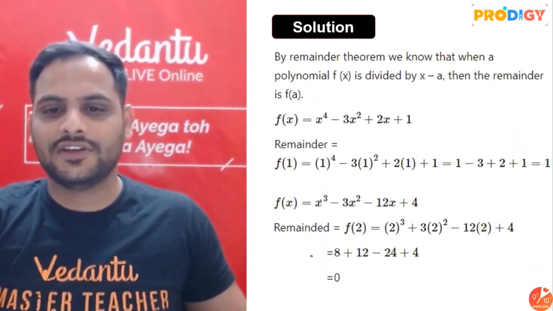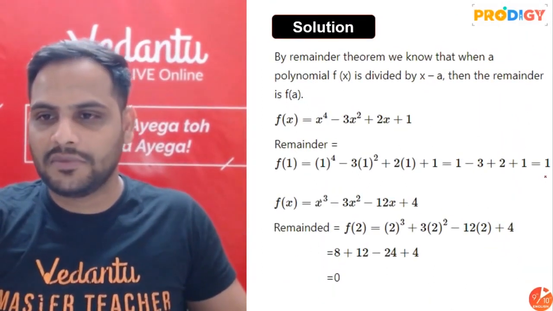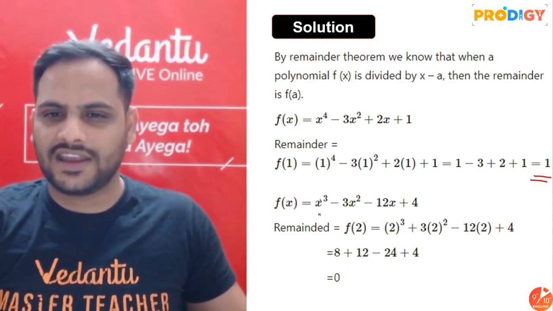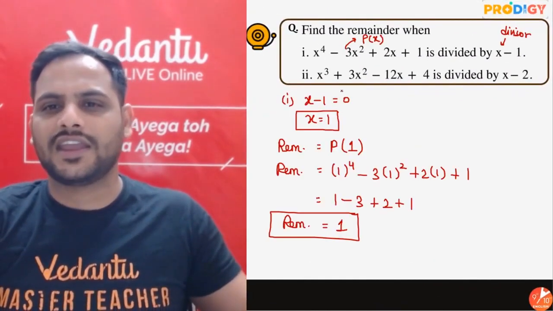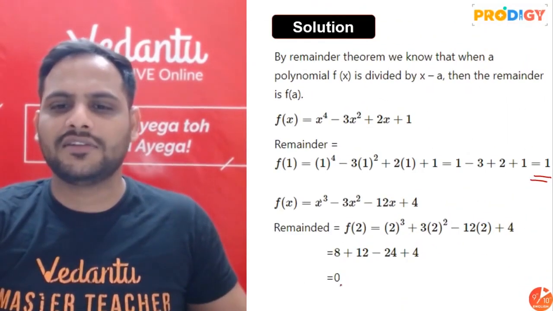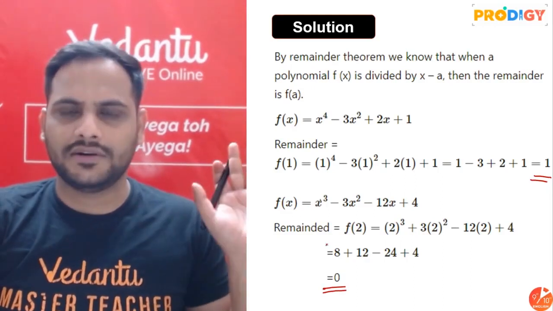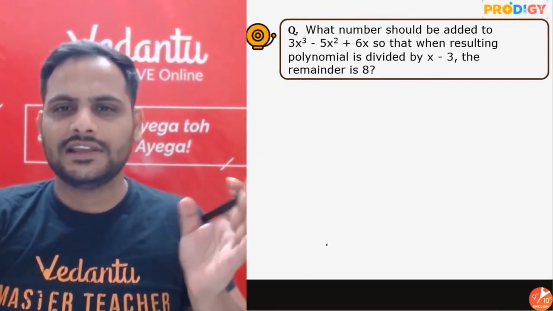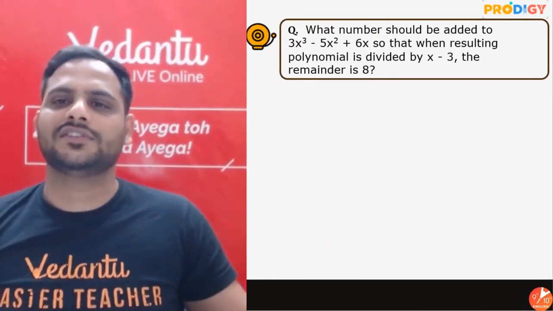Alright, so for the first one, beta, we can clearly say the remainder is 1, and if you solve the second question, the remainder will turn out to be 0. Same method. Alright, very easy. Next question, see what the next question is saying.